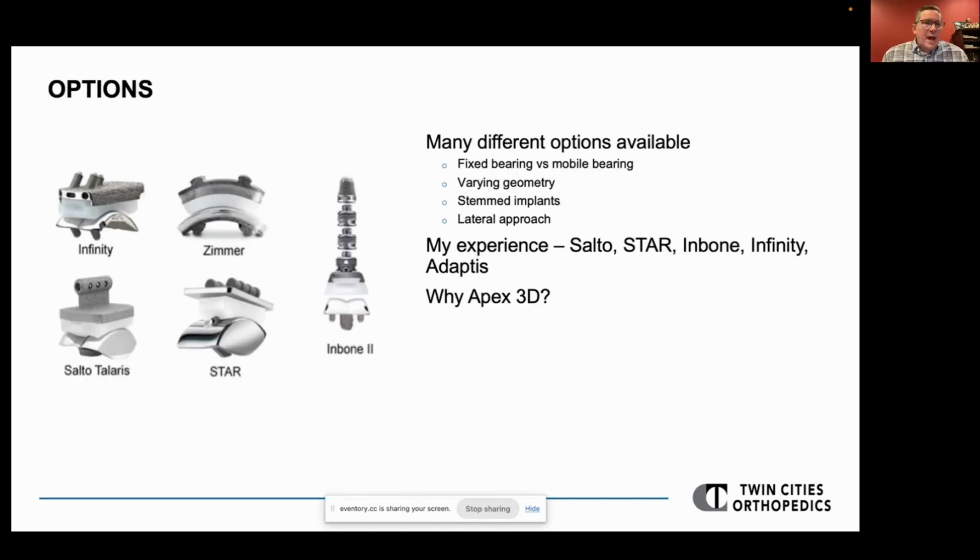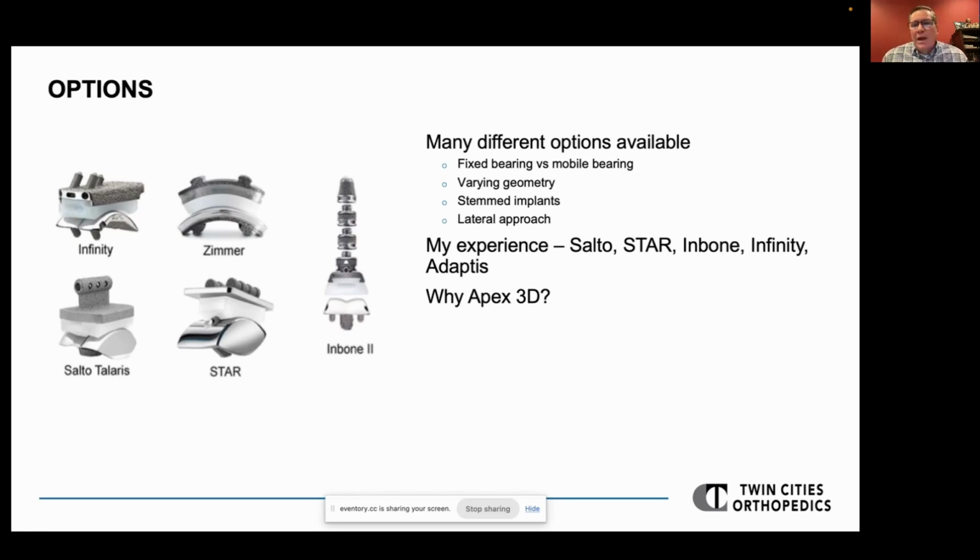So when we talk about options for total ankle arthroplasty, we've heard a little bit about this. This is a partial list of the options that we have today. There's lots of different component designs. There's fixed bearing versus mobile bearing. We've heard a little bit about that earlier. Varying geometry of the implants. We have stemmed implants and implants with more of a keel or a barrel design. The trabecular metal implant, which goes in from a lateral approach.